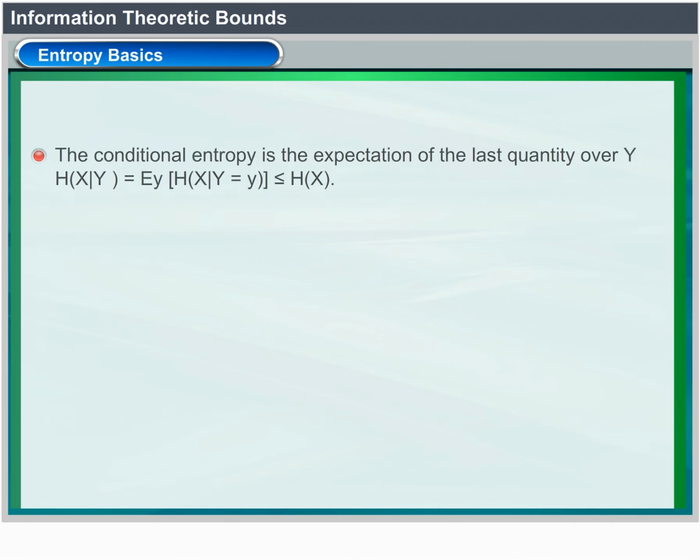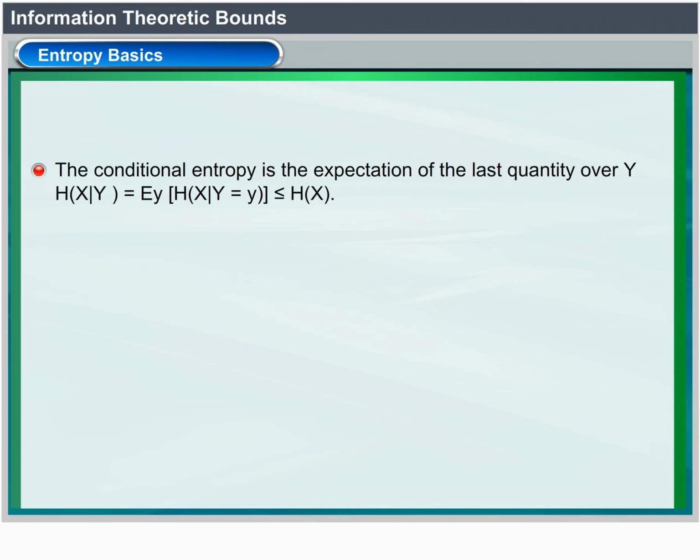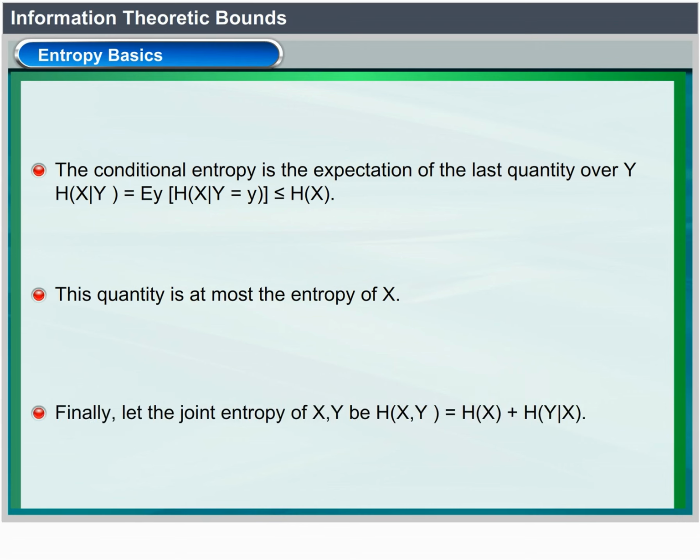The conditional entropy is the expectation of the last quantity over y. H of x given y equals the expectation over y of H of x given y equals y, which is less than or equal to H of x. This quantity is at most the entropy of x. Finally, let the joint entropy of x, y be H of x, y equals H of x plus H of y given x. Mutual information.